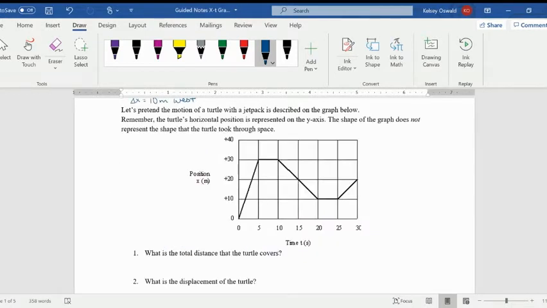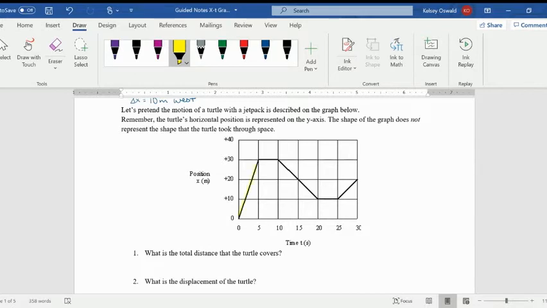All right, so let's look at an example. Let's say we have a turtle with a jetpack and its motion is described in this position versus time graph. Okay. We want to find the total distance that the turtle covers. So what we're going to want to do is look at each segment of our graph and see how far, or how many meters, our turtle traveled over that period of time.